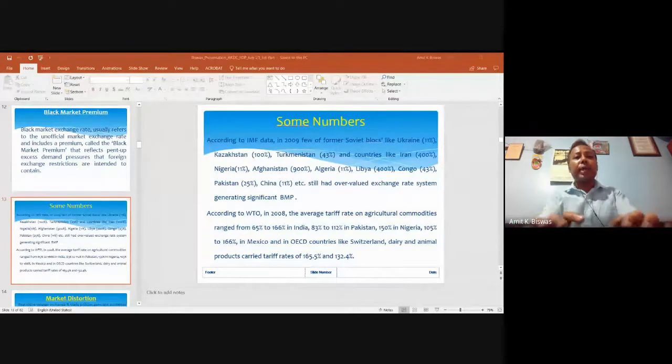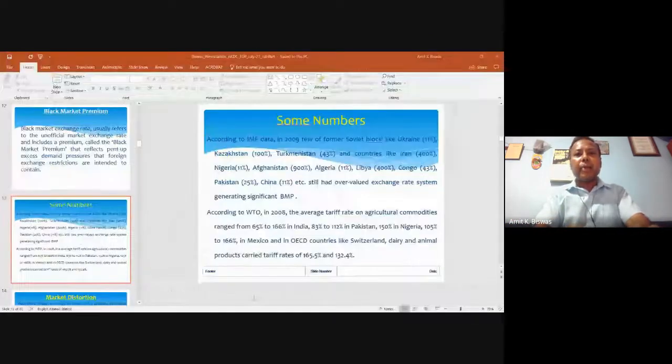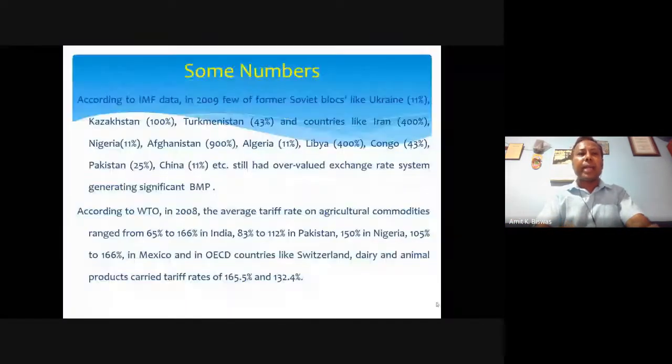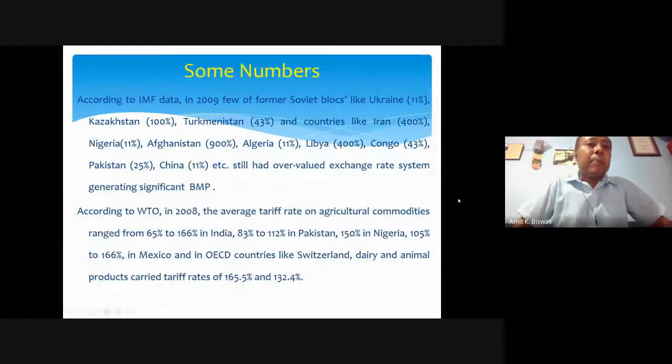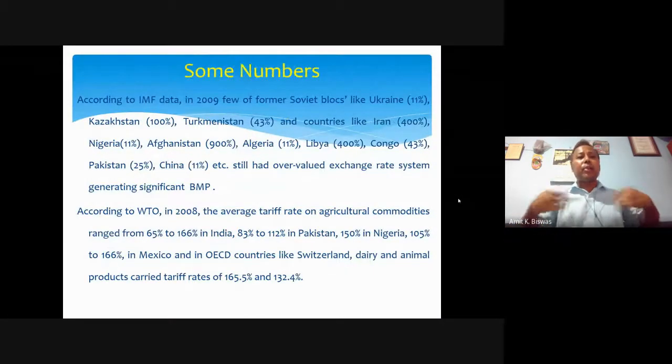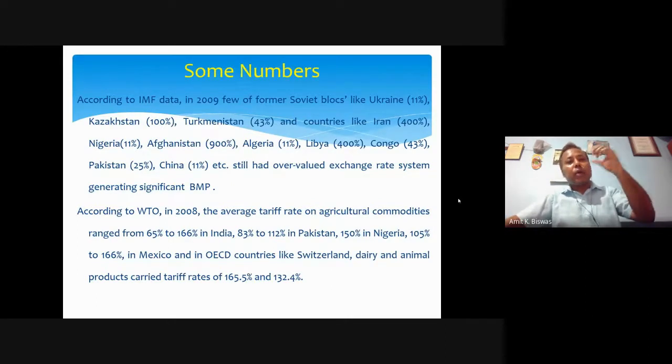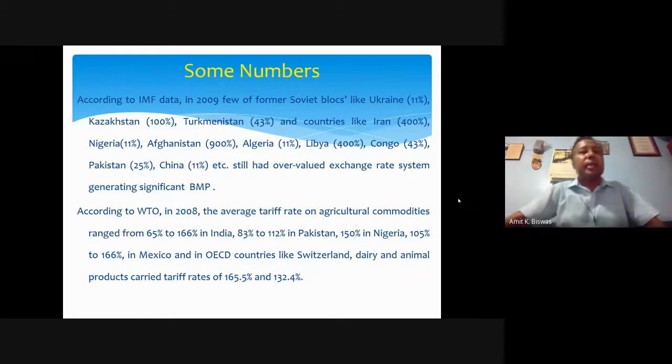And now come to the case of tariffs. You see the lower part, they are showing some tariff rates. Tariff rates on agricultural commodities: our very own India has tariffs on agricultural commodities ranging from 65% to 166%. It is about 100% in Pakistan, 150% in Nigeria, about 166% in Mexico, and even in Switzerland.